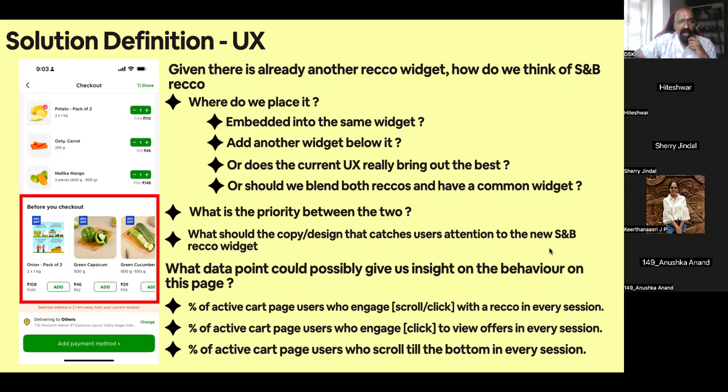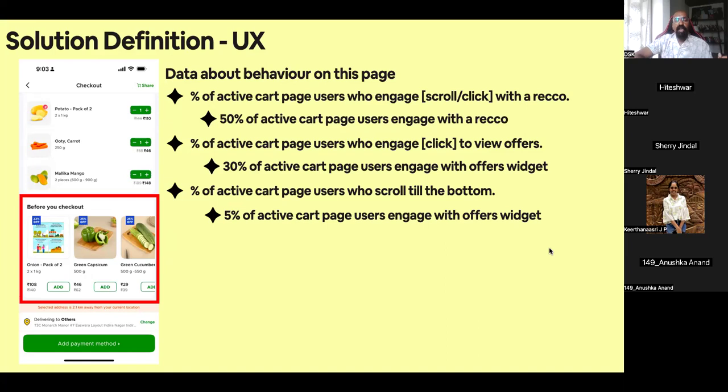and I'm going to ask you, with this data, what kind of decisions should we take? So here is what the data, let's say, looks like. You realize that only 50% of active cart users reach the reco and actively engage with it. Only 30% of people actively engage with offers. And then, sorry, I made a mistake with the last line. It's actually the number of people who reach the absolute bottom. Only 5% of people reach the end of the screen. With this data, what kind of judgment can we take? What kind of product decisions could we make?